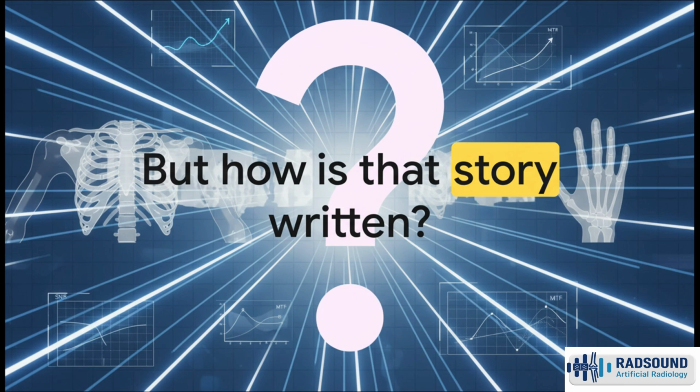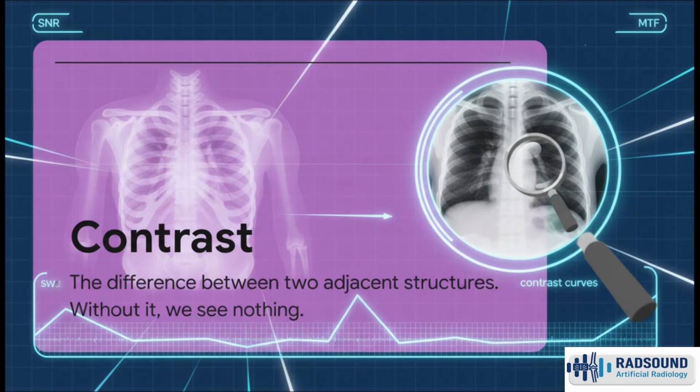And it all starts with one fundamental idea. Everything, and I mean everything, in this process comes down to one word: contrast. It's just the difference you can see between two things right next to each other. Without contrast, an image is just a gray blob. So every single step we're about to walk through is designed to do one of three things: create contrast, protect it, and then optimize it.